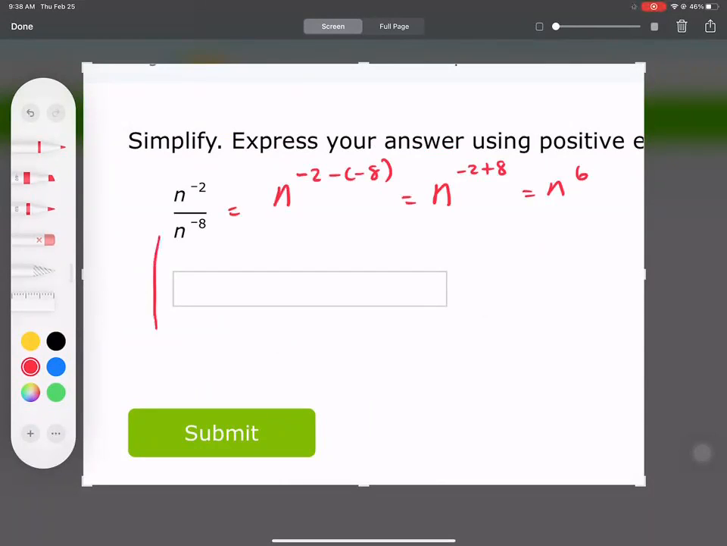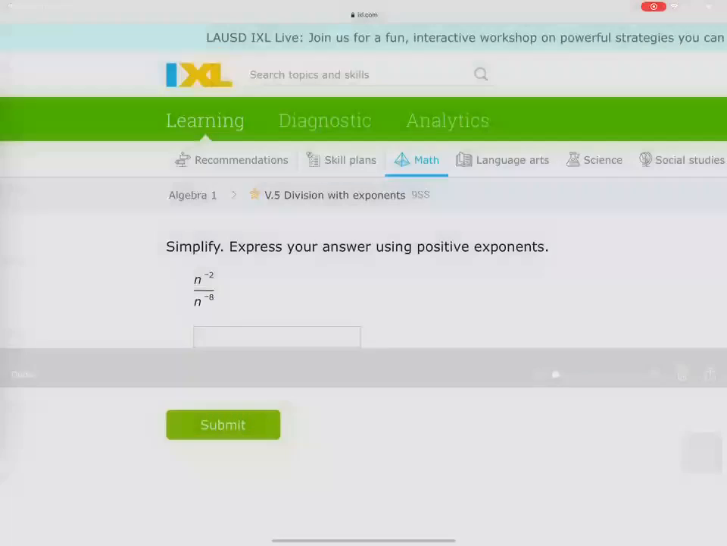If we go the other way, same exact idea is going to happen. n to the negative 2 power, we write it on top. The negative 8 becomes a positive 8. And doesn't negative 2 plus 8 become n to the 6th? Okay, they want us to write it as a positive exponent. So both ways are totally valid, whether you want to say dividing is subtraction, or write everything on top. Okay, here's n to the 6th.